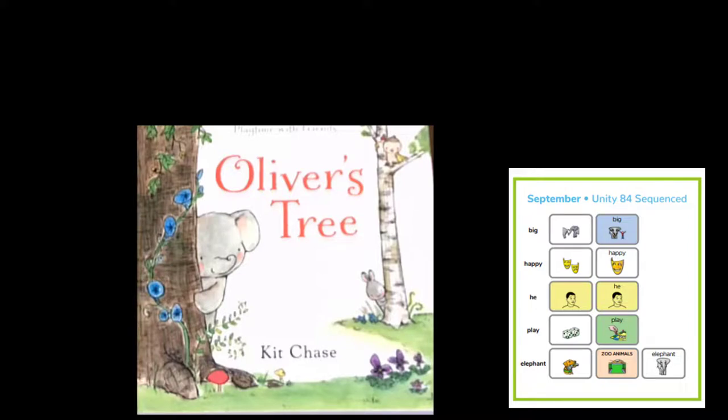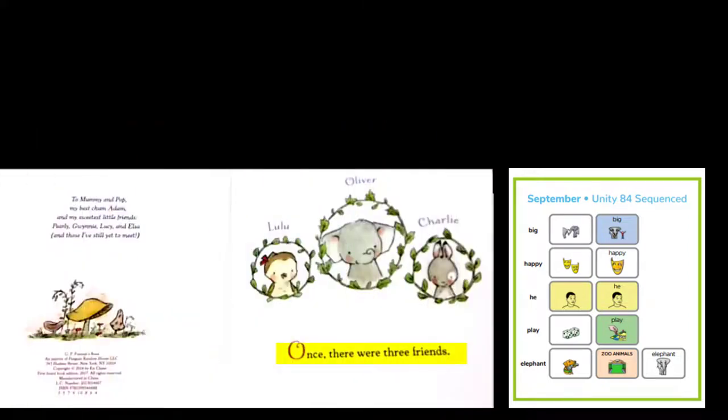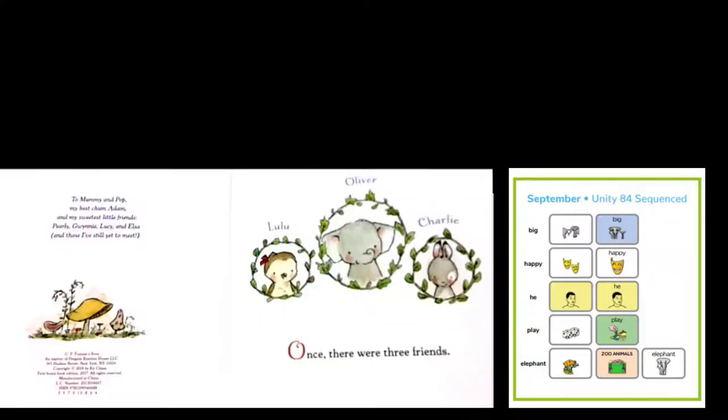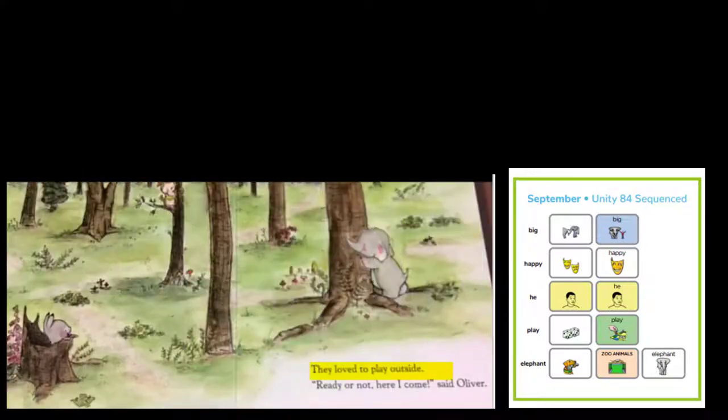Oliver's Tree. Once there were 3 friends, Lulu, Oliver, and Charlie. There's the elephant and his 2 friends. What do you think they're going to do? They love to play outside.